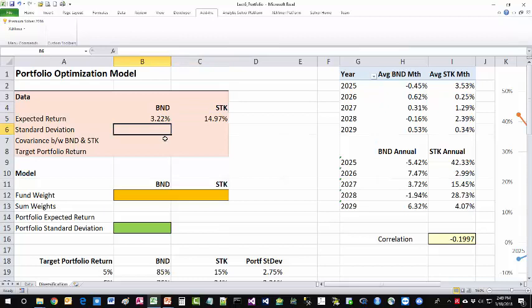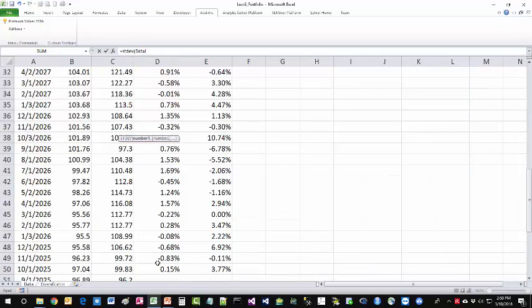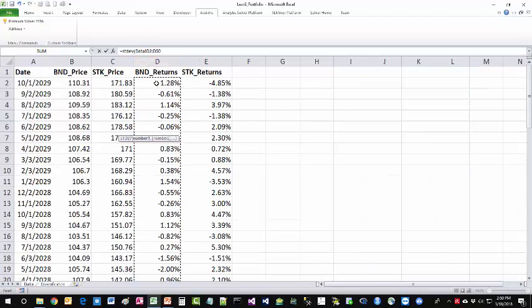Okay. On the other hand, the risk of each one of these is measured with the standard deviation function, STDEV. Okay. Again, same range of cells for the bond returns. Okay, and then this time it is multiplied by the square root of 12 to annualize it.